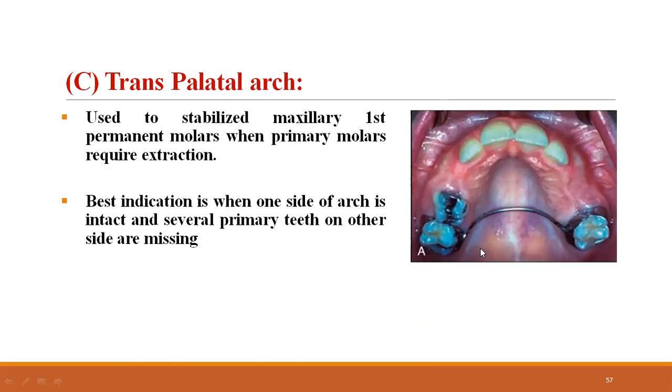Next, the transpalatal arch. It is used to stabilize maxillary first permanent molars when primary molars require extraction. The best indication for a transpalatal arch is when one side of the arch is intact and several primary teeth on the other side are missing.